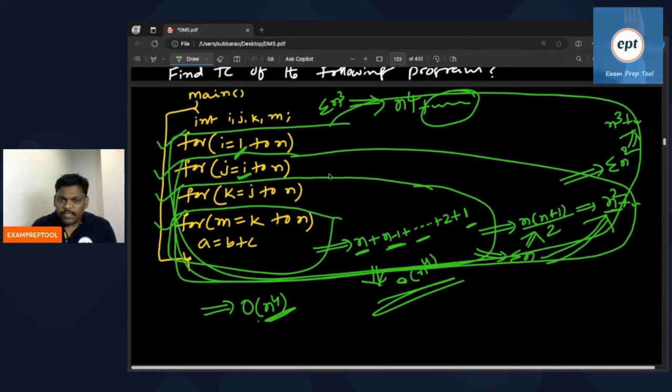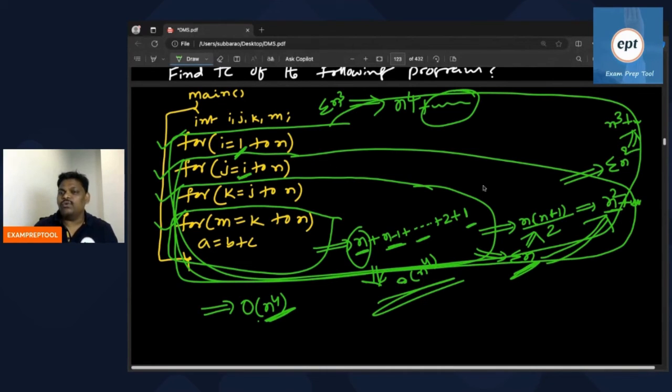I'm repeating once again. See this one. Two inner loops will give sigma n, the sum of n natural numbers, n into n plus 1 by 2, which is n squared plus some more things. But if you take the upper term, it is n squared.